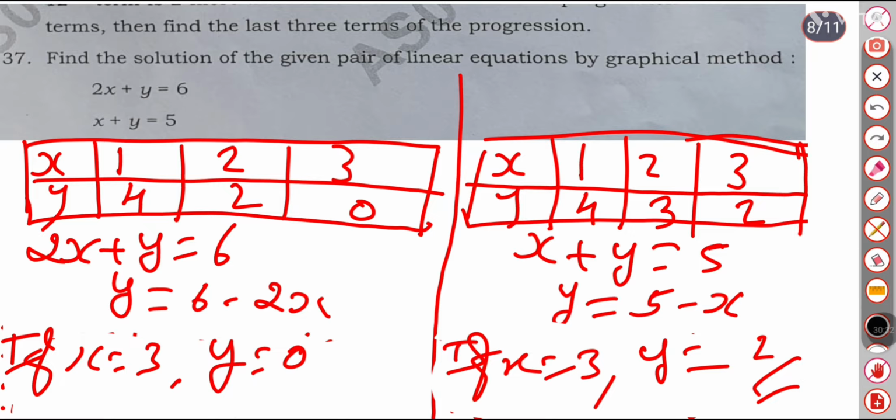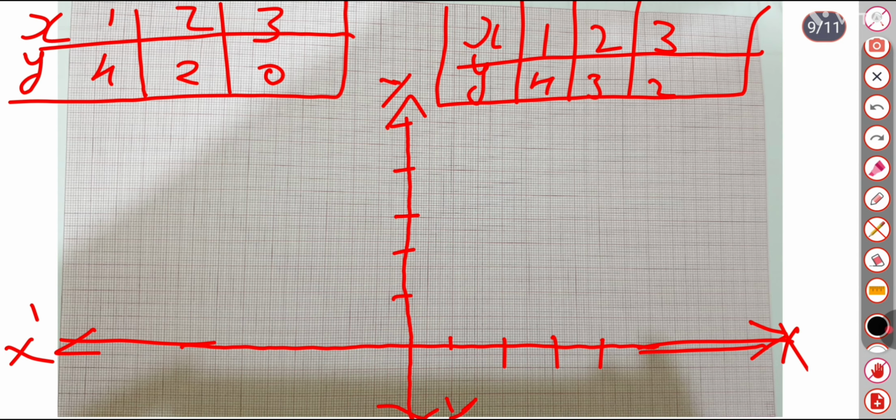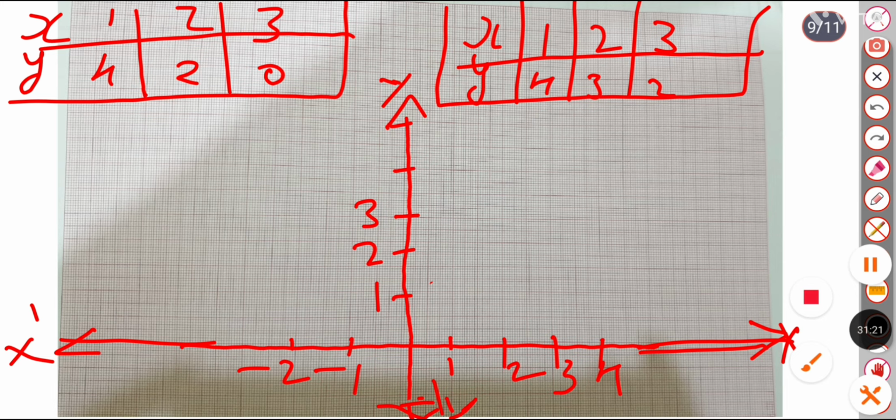So we'll see the graph now. First you have to draw the axes in the middle of the graph sheet. Then mark 1 centimeter for each unit. It is 1, 2, 3, 4, minus 1, minus 2. Along the y-axis 1, 2, 3, and downwards minus 1. If we want negative values, we have to take more negative values. Now see, for x value 1, y is 4.